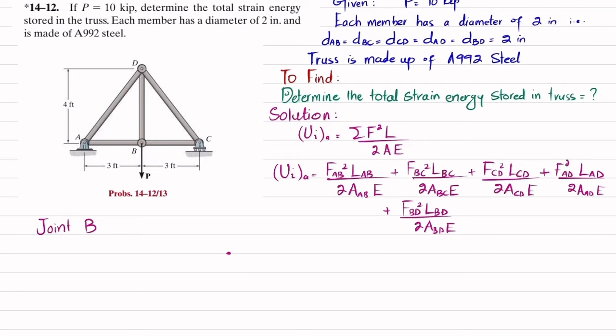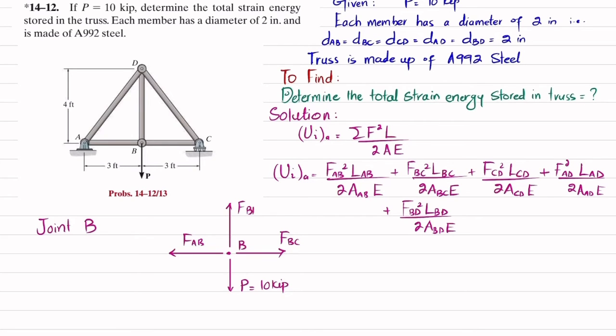This is your point B, where you have load P acting downward, and that P is equal to 10 kips. This member BC will exert load on joint B like this, which will be equal to F_BC. This member AB will exert force like this, equal to F_AB, and BD will exert force in the upward direction.